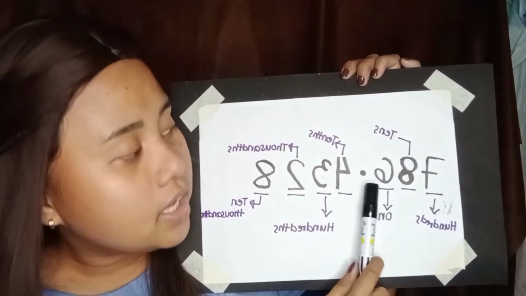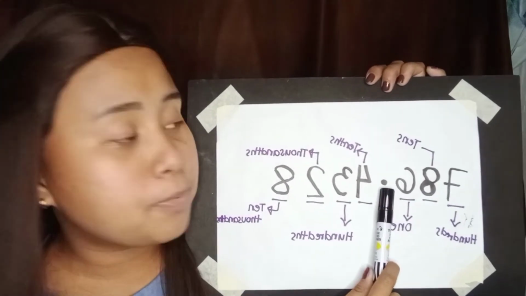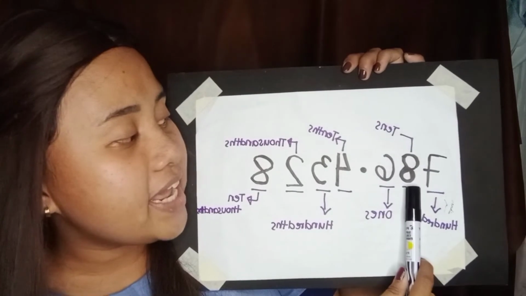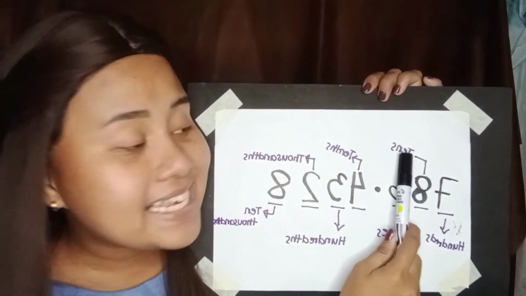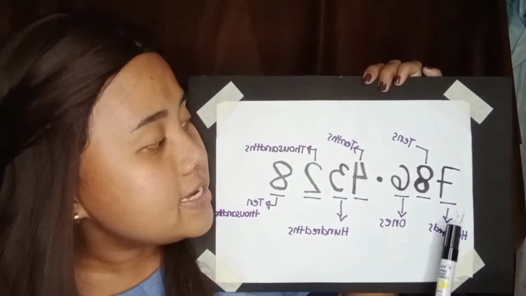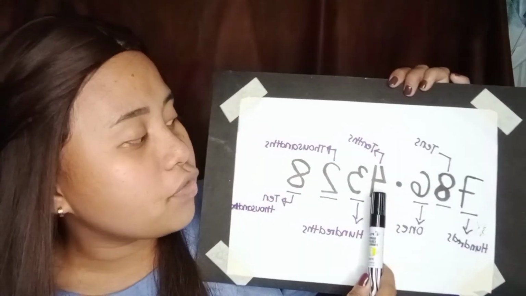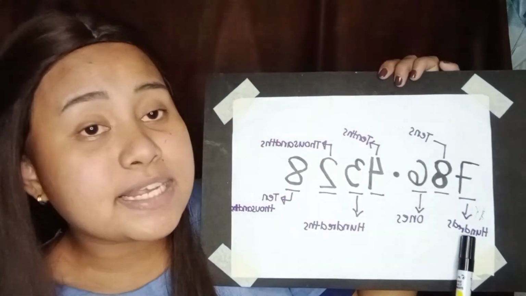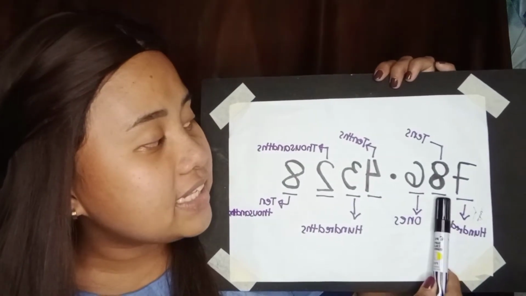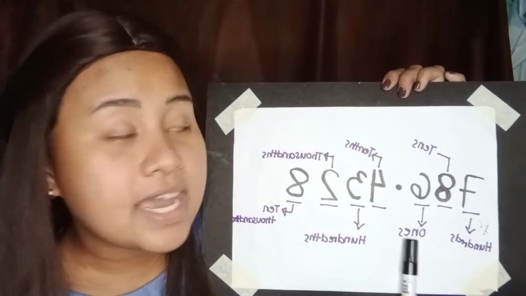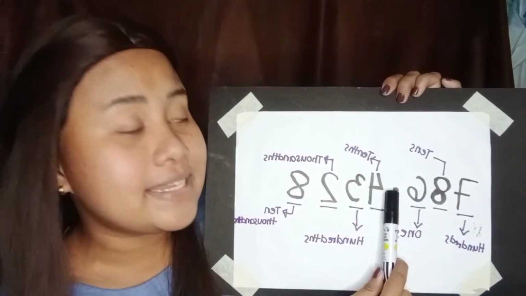786. The 6 here, the position of 6, is our ones. The 8 here is our tens. And the 7 here is our hundreds. Again, 786.4328. The 7 here is our hundreds. The 8 here is our tens. The 6 here is our ones. Then the decimal point itself.